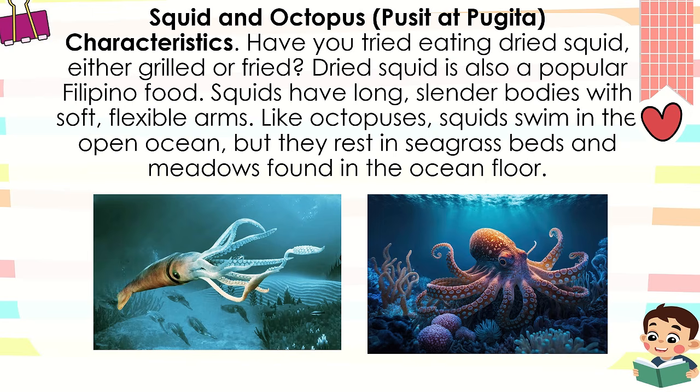Next is squid and octopus, or pusit at pugita. Characteristics: have you tried eating dried squid, either grilled or fried? Dried squid is also a popular Filipino food. Squids have long, slender bodies with soft, flexible arms. Like octopuses, squids swim in the open ocean, but they rest in seagrass beds and meadows found in the ocean floor.